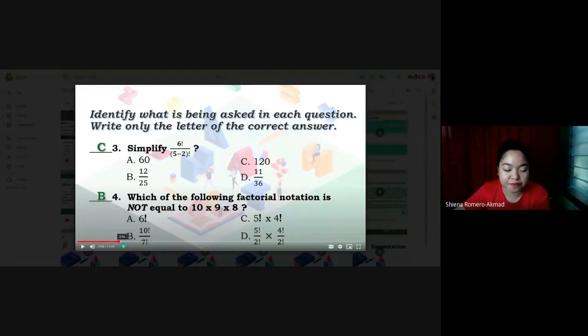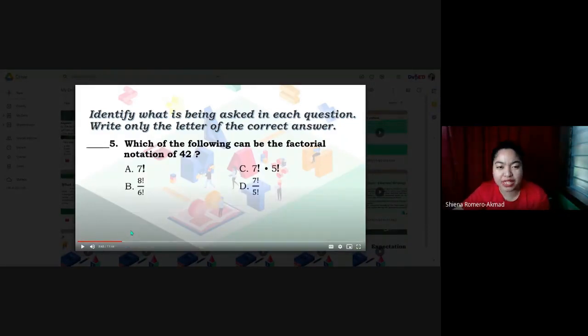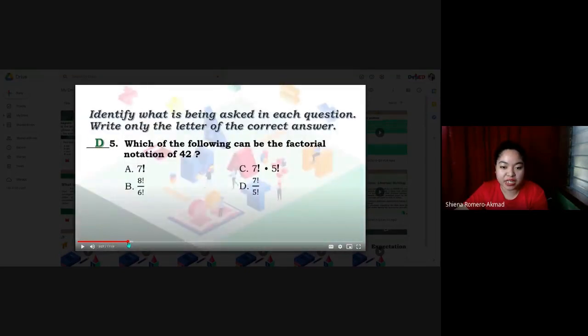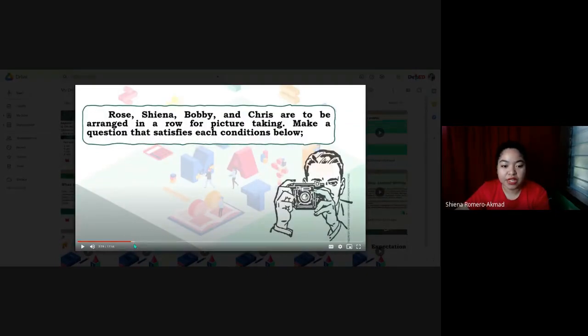Later, malalaman nyo how do we get the factorial. Which of the following can be the factorial notation of 42? Ano kaya dyan? Yung factorial notation ay 42, and that is letter D. Okay? We have here a recap.